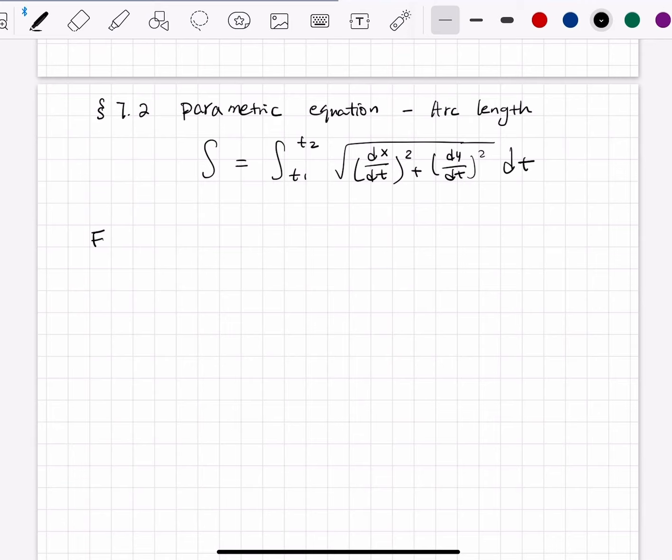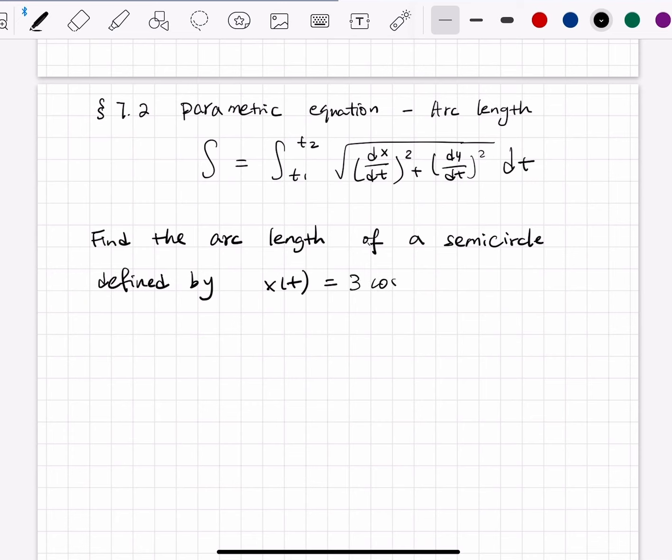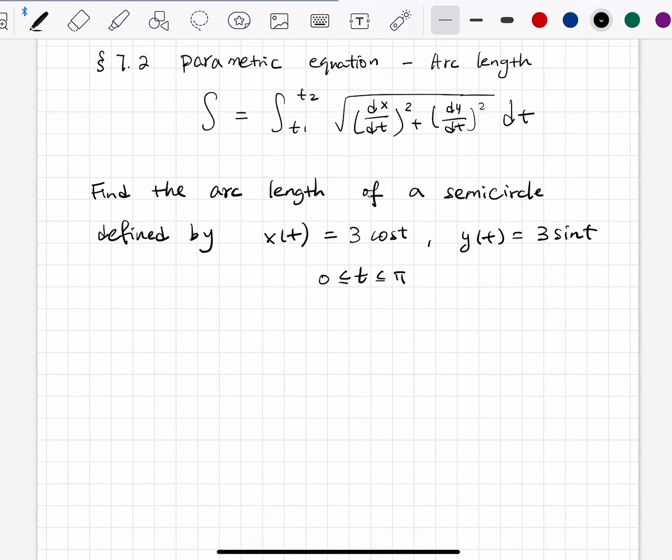So the example we have is, we want to find the arc length of a semicircle defined by x of t equal to 3 cosine of t, y of t equal to 3 sine of t, and t is going to be between 0 and pi.